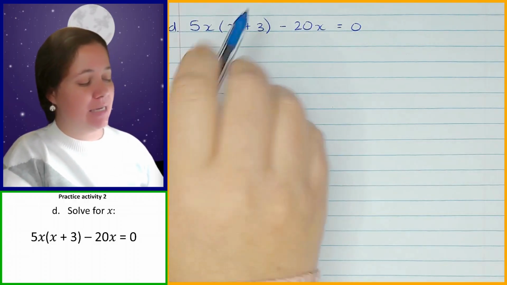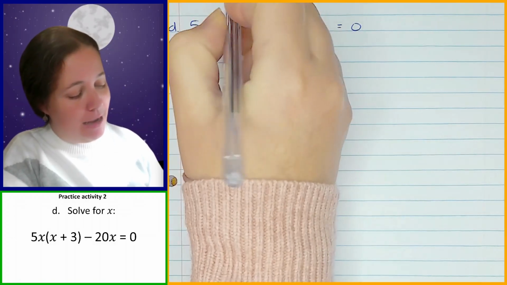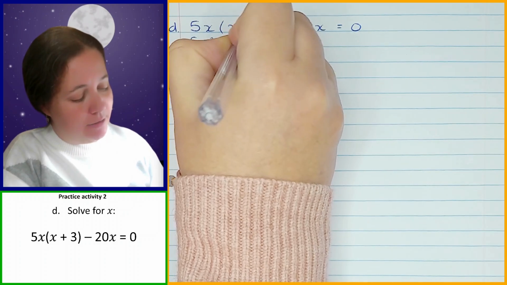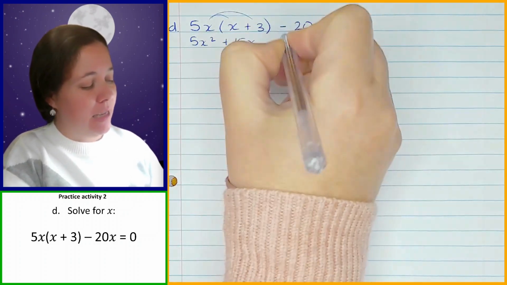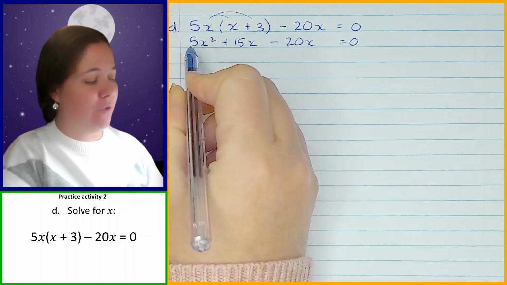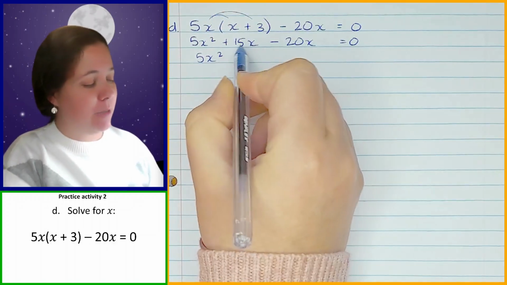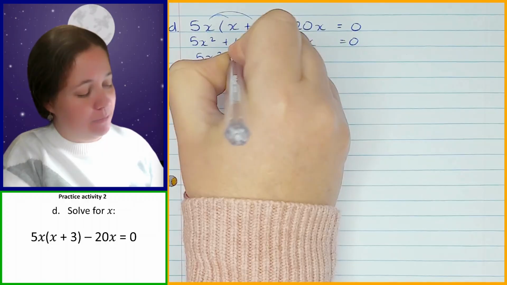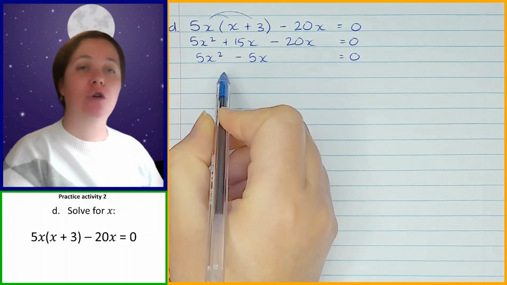Okay, so 5x times x is 5x squared, and 5x times 3 is plus 15x. Remember, we multiply in to each of the terms there. Then I've got minus 20x equal to 0. So 5x squared is going to stay as it is, but then I've got plus 15x minus 20x is minus 5x equal to 0.